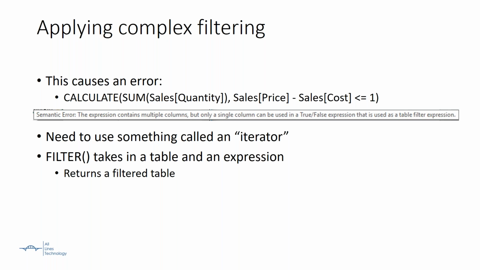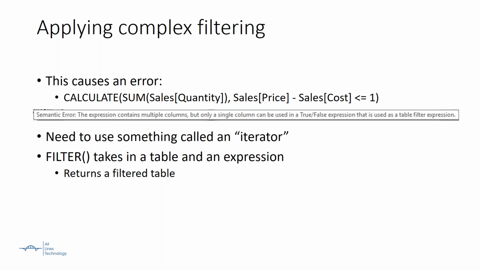But here, if we were to take the same kind of measures we had before, but instead we want to look at anything where the unit margin, the amount of money we're making on the specific item, is less than $1. Well, we've got a simple expression. We should just be able to throw that in there, but you can see the error that we get. It's saying, you've got multiple columns, but we can only really use one.